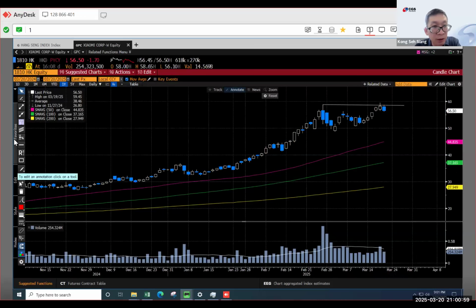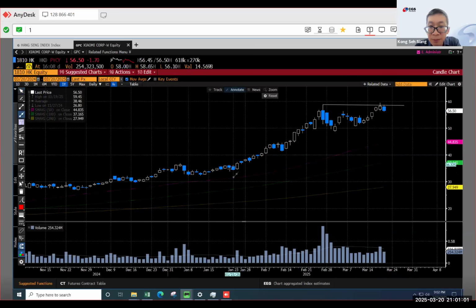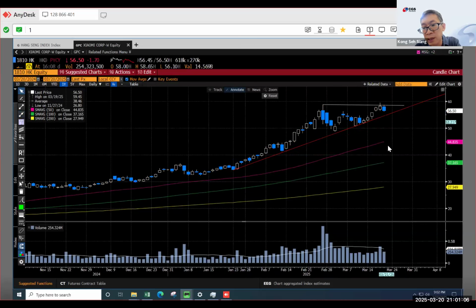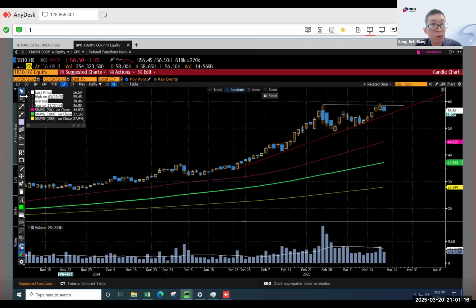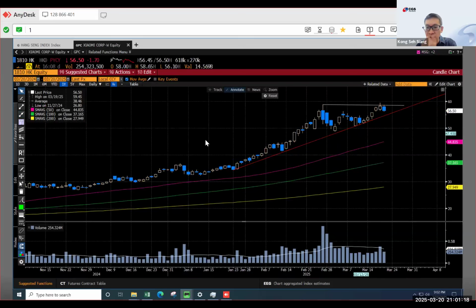Because if you just draw a trend line, if it breaks that line, then high chance we'll see further consolidation, possibly down to about 48 at least. If not, it would drop to about 40, 45 or so for Xiaomi. Again, that 36 level, if it ever drops there, very high chance that it's a very, very good entry level for Xiaomi for the long term.